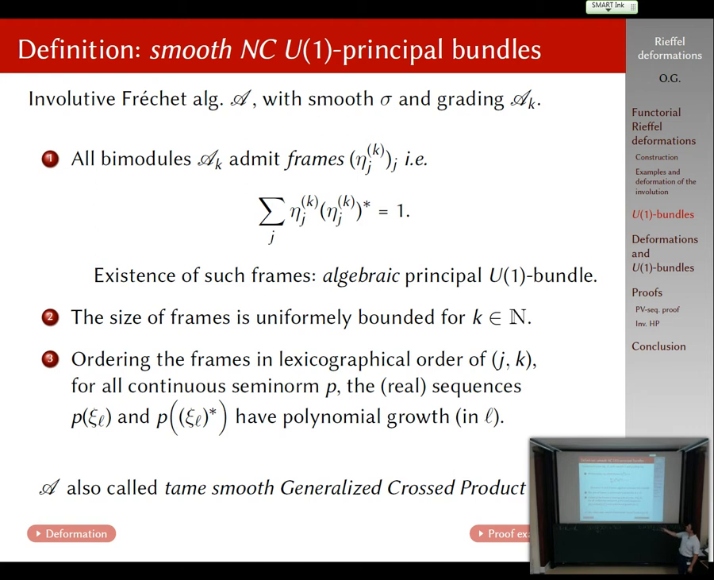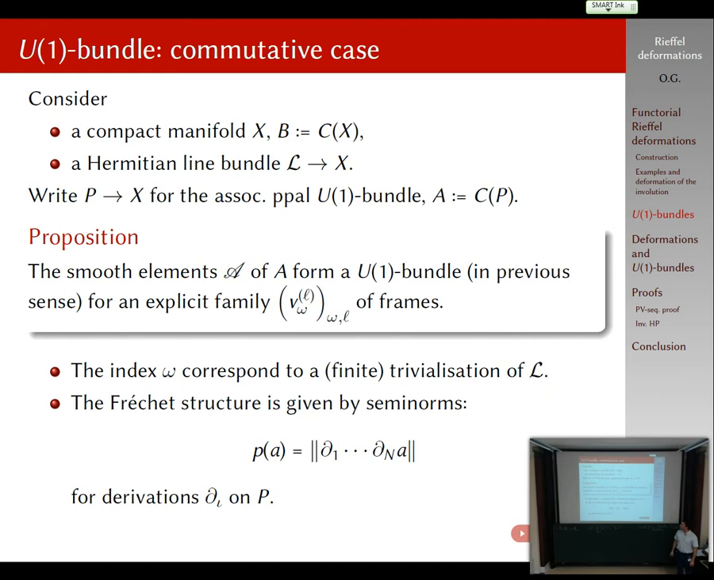So once you have an algebra that satisfies all these conditions, that's what I'm going to call U1 bundles for the rest of the talk. But in the papers, we call them tame, smooth, generalized cross product. I didn't lose much by calling them U1 bundles instead of just this. Just keep in mind that U1 bundles means this. So, of course, if you have a definition, you would like to see examples first and a theorem corresponding to this hypothesis. So an example, you consider a compact smooth manifold X.